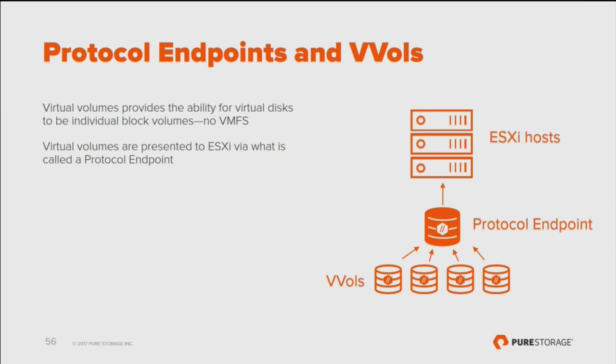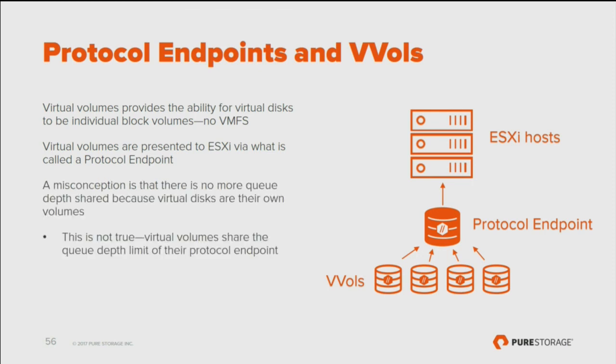How it connects is it looks for that host object on that array, the protocol endpoint that's presented to it, or one of the many protocol endpoints if you have more than one, and it does a sub-LUN connection to that PE. Essentially, all the vVols are connected through that one protocol endpoint, or maybe many protocol endpoints. But the key is that there's a lot of vVols presented through one physical SCSI device.